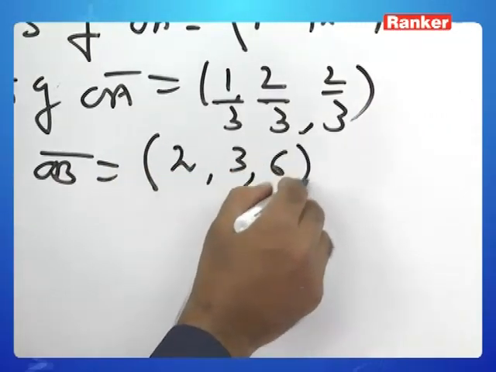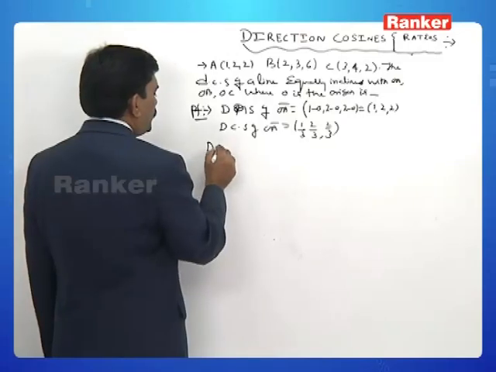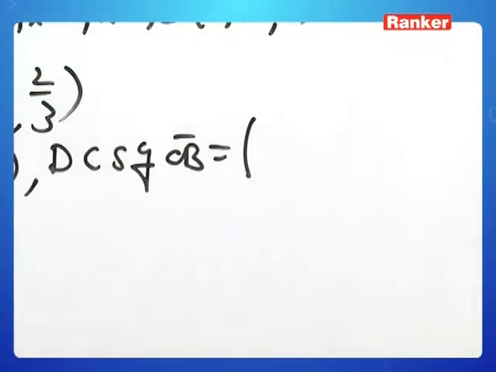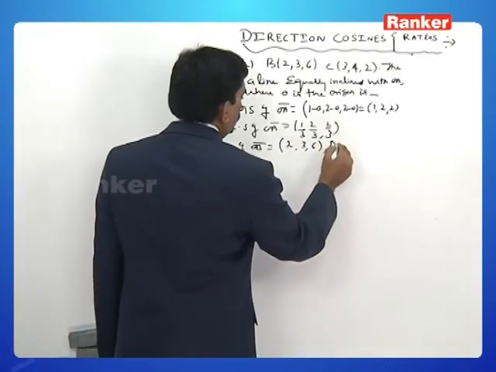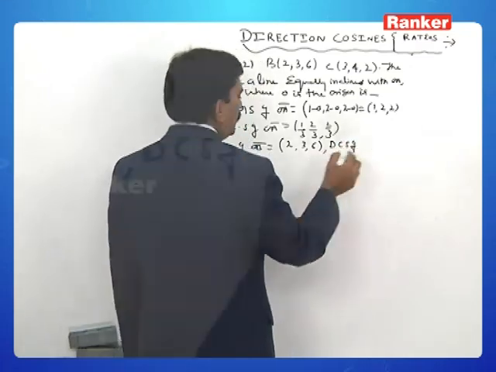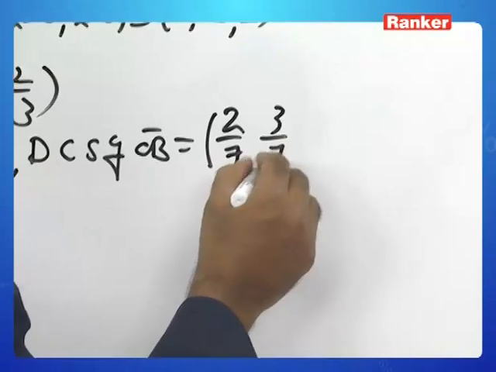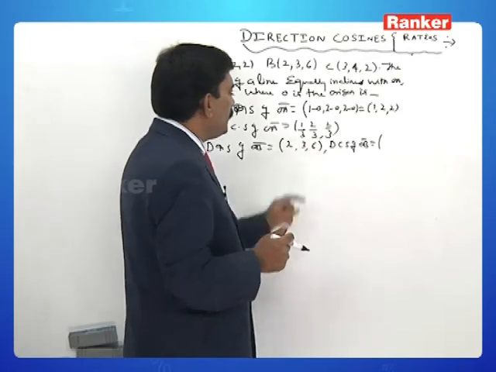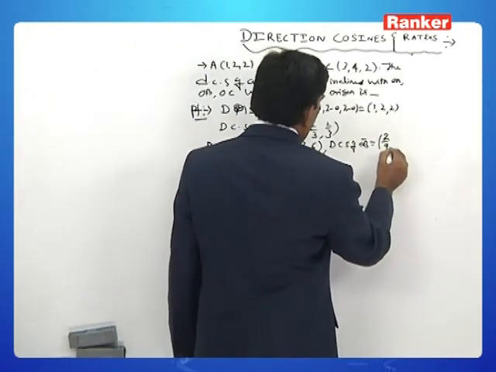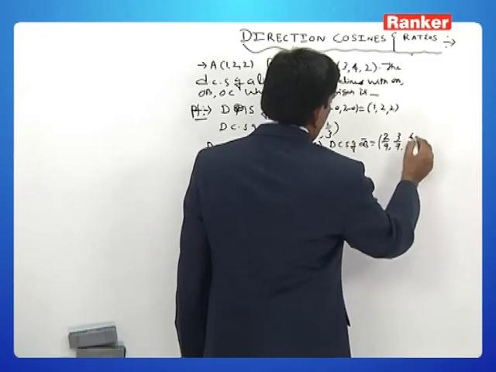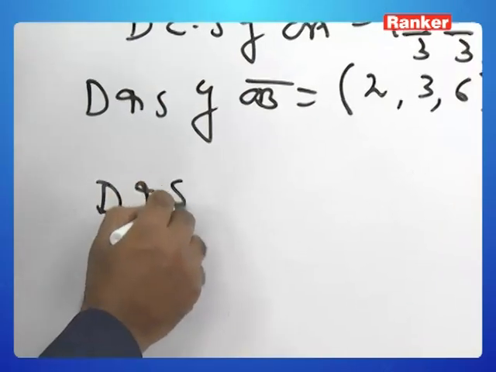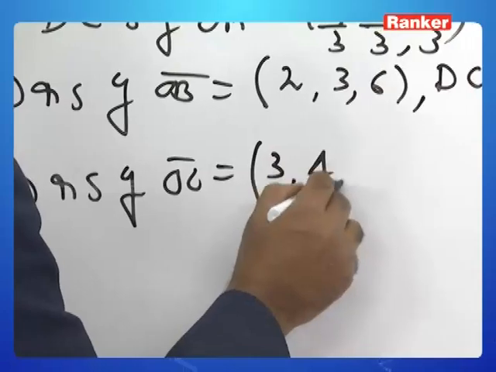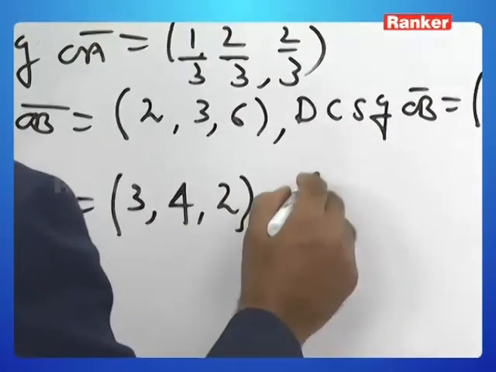So now next, DRs of OB bar: 2, 3, 6. I can write the DCs of OB bar. Now its length is the square root of 4 plus 9 plus 36. 4 plus 9 means 13, 13 plus 36 is 49, which is 7. Therefore 2 by 7, 3 by 7, 6 by 7.